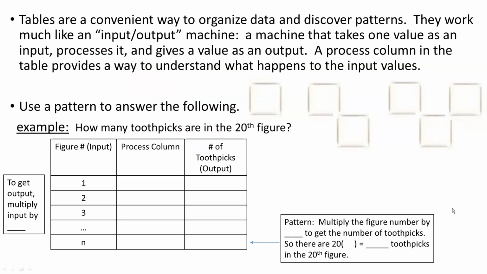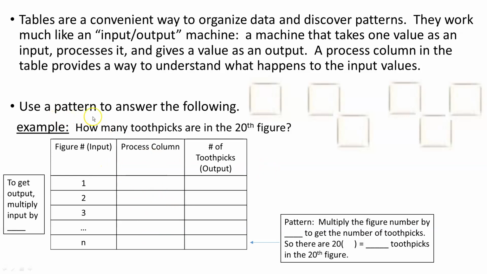Okay, moving on. Tables are a convenient way to organize data and discover patterns. They work much like an input-output machine, a machine that takes one value as input, processes it, and gives a value as an output. A process column, right here in the table, provides a way to understand what happens to the input values.